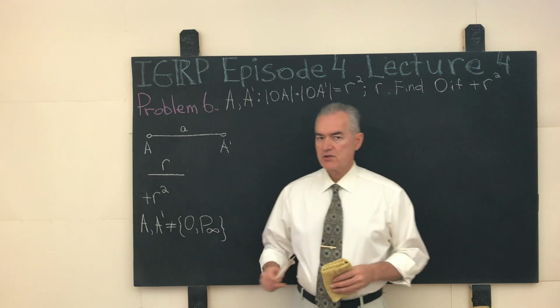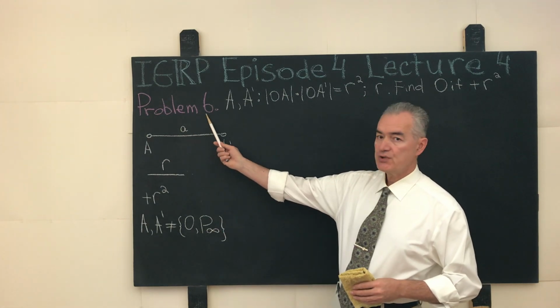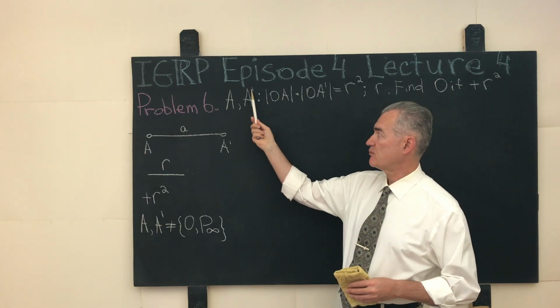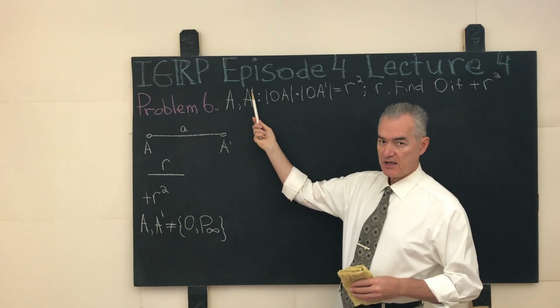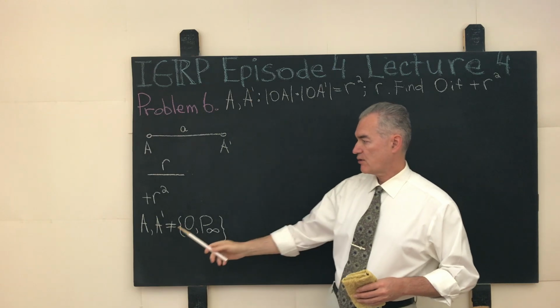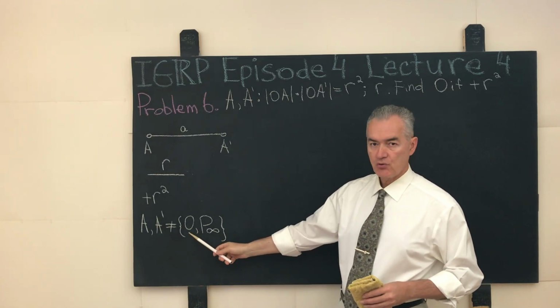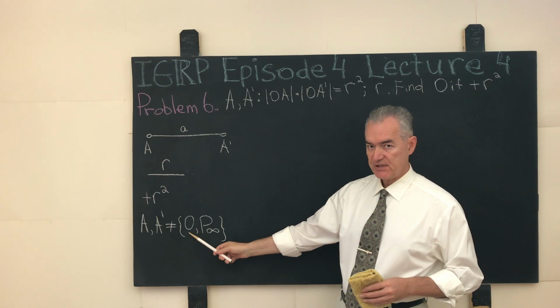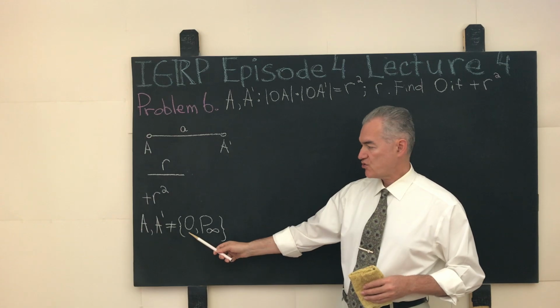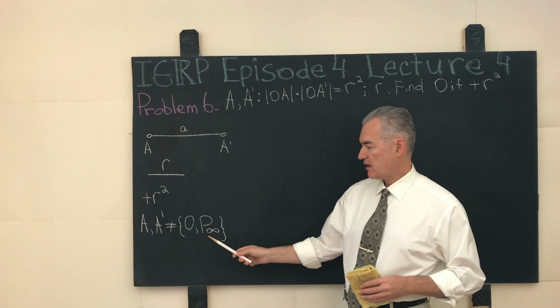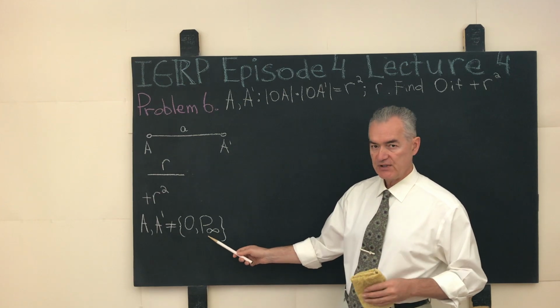In problem number 6, we're given two distinct points, the point A and the point A prime, such that both of these points are distinct from the yet unknown, mystery and sought after center of inversion, which we traditionally designate with the uppercase O, and the point at infinity.